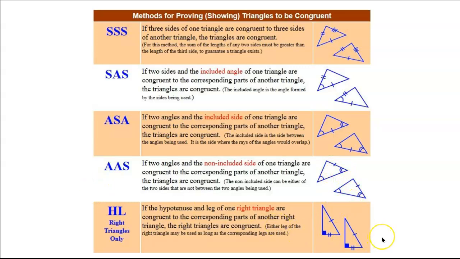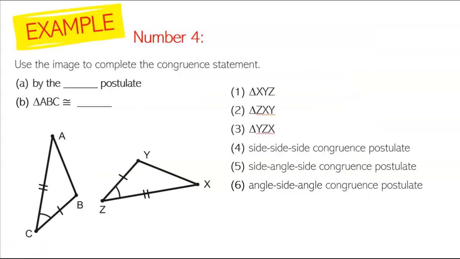And the last one is hypotenuse, leg, which is for right triangles only. So if you have a right triangle, the hypotenuse is congruent to another hypotenuse, and the side is congruent to another one. We can say these triangles are congruent. So you are given like a mini proof, and you need to say which postulate these 2 are congruent by and what is the congruent statement.